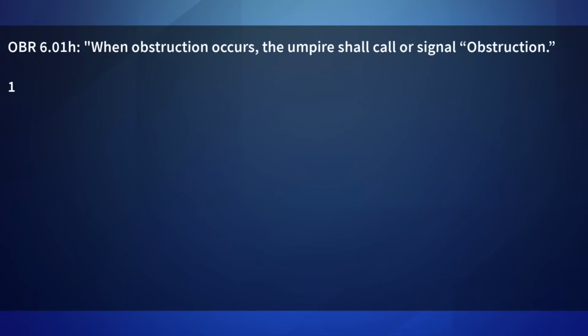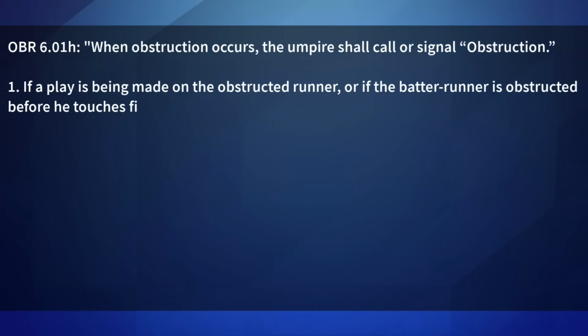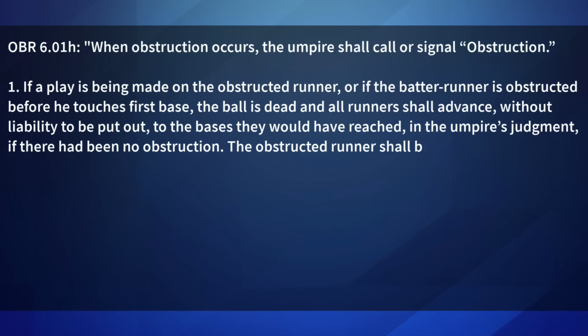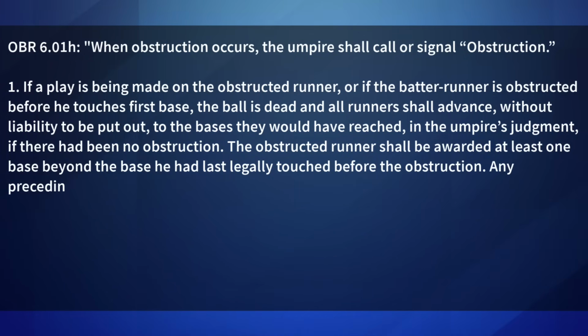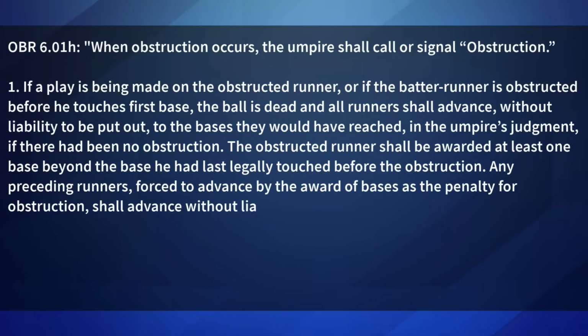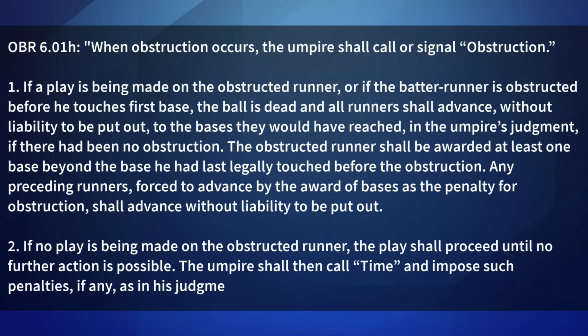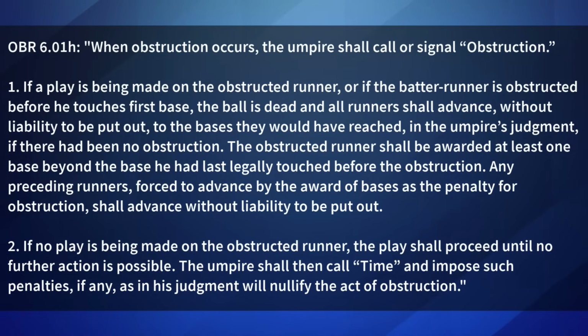Rule 6.01H. When obstruction occurs, the umpire shall call or signal obstruction. 1. If a play is being made on the obstructed runner, or if the batter runner is obstructed before he touches first base, the ball is dead and all runners shall advance, without liability to be put out, to the bases they would have reached in the umpire's judgment if there had been no obstruction. The obstructed runner shall be awarded at least one base beyond the base he had last legally touched before the obstruction. Any preceding runners forced to advance by the awarded bases as the penalty for obstruction shall advance without liability to be put out.